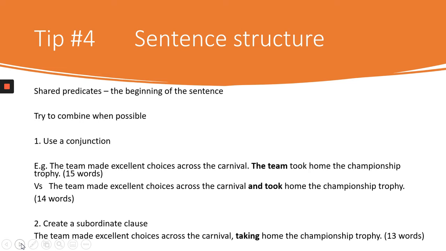So now I can say two things the team did within one sentence. The team made excellent choices across the carnival and took home the championship trophy. The other thing I can do is use the beginning sentence as my dominant clause that carries the meaning of the sentence, and then I can have that second part as a subordinate clause, as long as it links to the same predicate or the same subject or whatever it might be at the beginning of the first sentence.